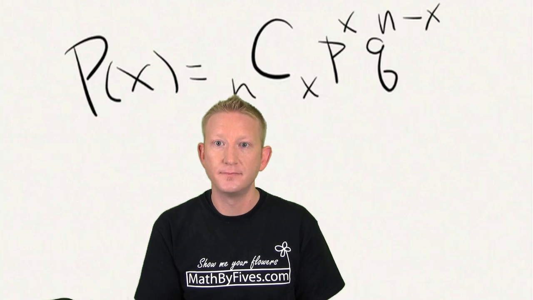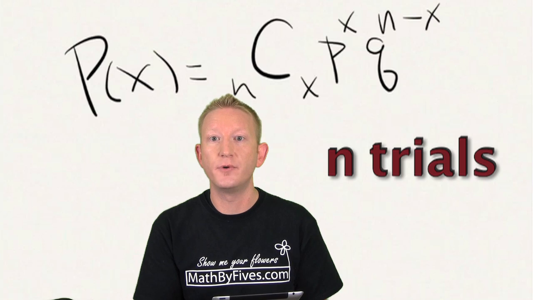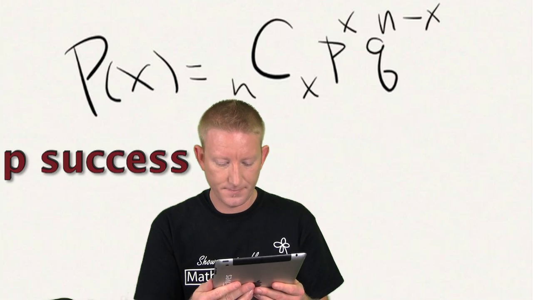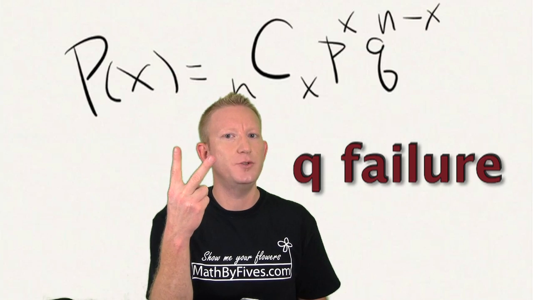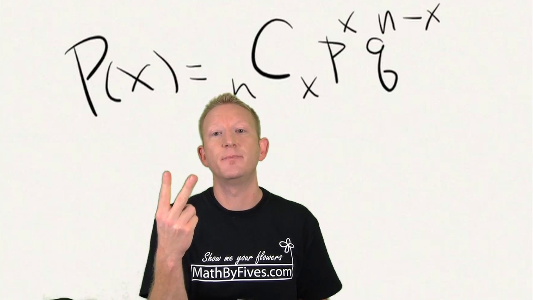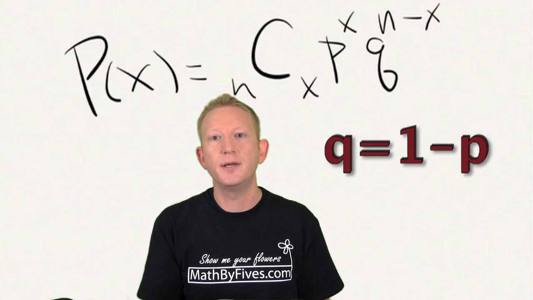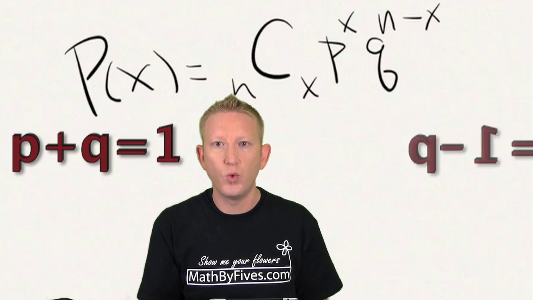What's next? Let's talk about the pieces of this. N is the total number of trials. P is the probability of success. Q is equal to 1 minus p. Why? Because there's only two outcomes, and the sum of all the simple events in the sample space needs to add up to be 1. So Q is going to be 1 minus p, because p plus q is equal to 1.